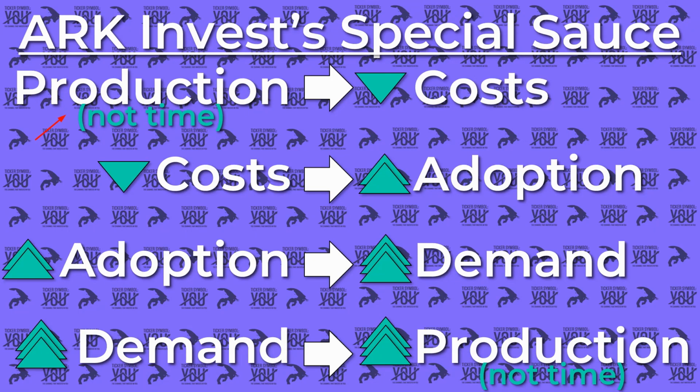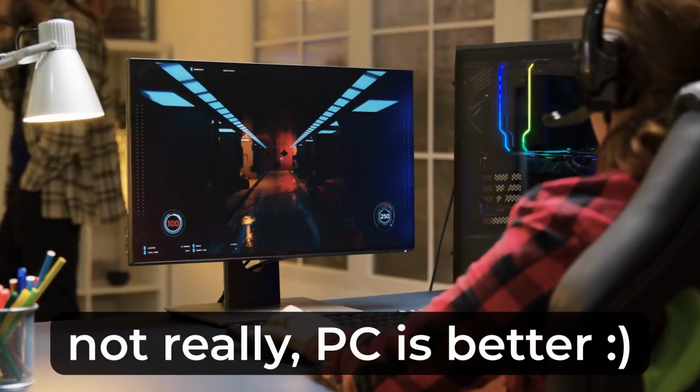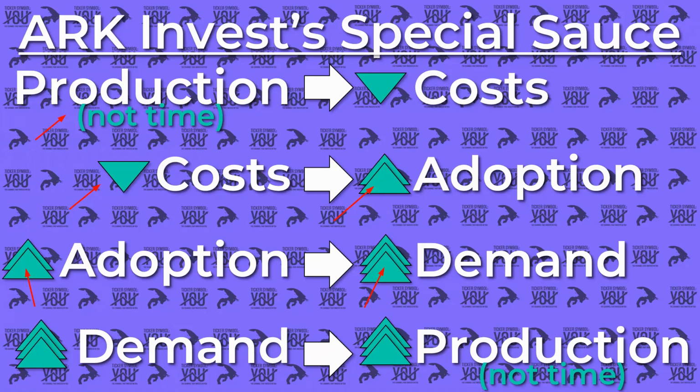It's production, not time, that dictates cost. As costs go down, adoption rate goes up, but not in a straight line. You hit some critical tipping point where the cost is cheap enough for mass adoption. Adoption increases demand. For example, when your buddy gets that new Xbox or PlayStation, everyone around him wants one too. And as long as there's an increase in demand, there will be an increase in production. And now we're back to the start of the cycle.